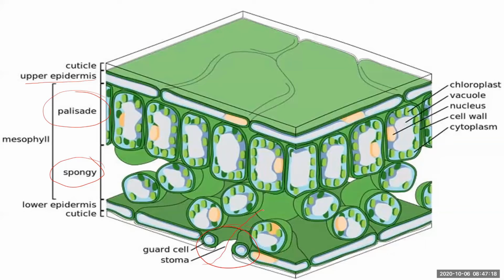So yan yung reason why they have to differentiate it, yung dalawang parenchymal cells. So dito lang yan siya sa leaves. So wala nang spongy parenchymal cells or palisade parenchymal cells sa stem or roots. Sa leaf lang na siya makita.